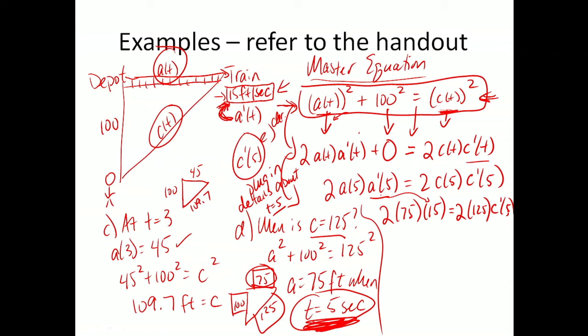Well, I think I'm actually in very good shape now, right? Because everything I see in front of me now is just a number, except for c prime of 5, but that's what I was looking for. So all I have left now is just some basic arithmetic to get my answer. If I do 2 times 75 times 15, I get 2250. And if I do 2 times 125, I get 250 times c prime of 5. So if I divide by 250, you get 9.